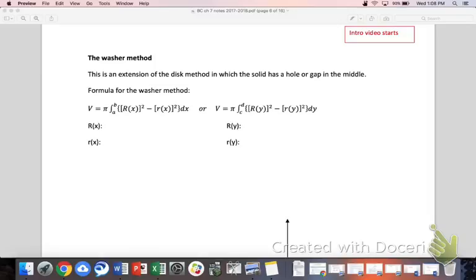So this is essentially the disk method, where you take a big disk minus a little disk. It's really all it is. So please don't think of this as something totally different than the disk method. It really is the disk method just adapted to something that has a hole in it.